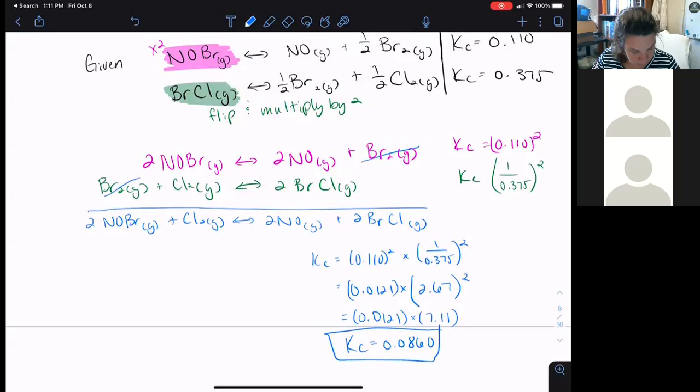Do you not have to worry about, like, units won't matter in this? Nope, Kc is unitless. Okay, now I understand this part. Oh, good.